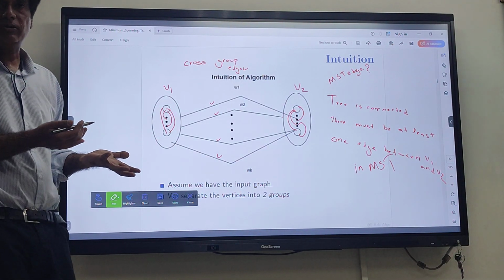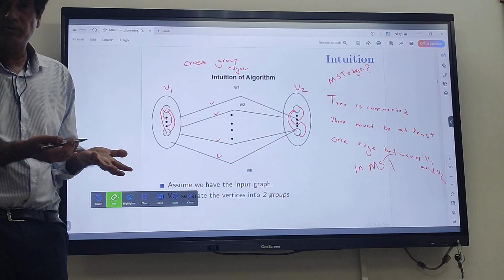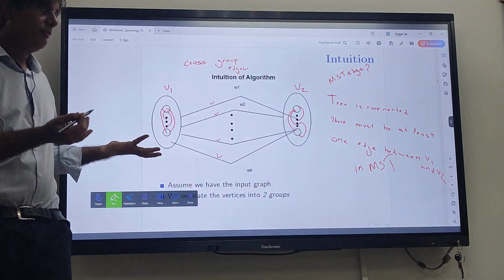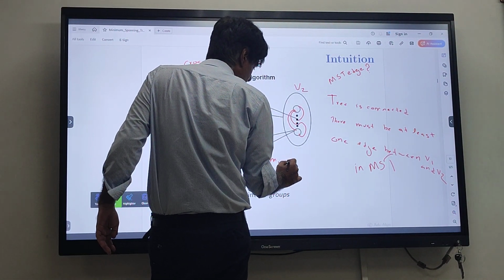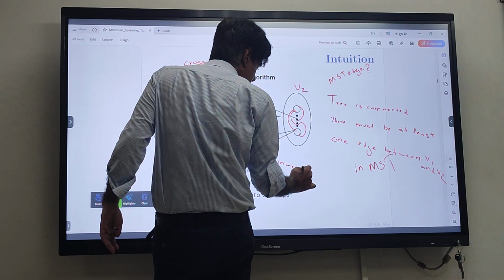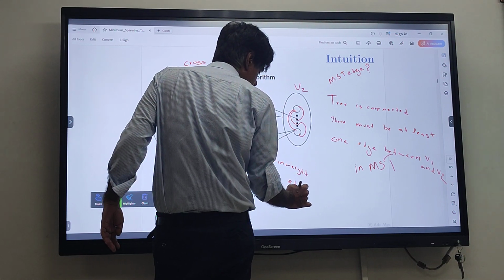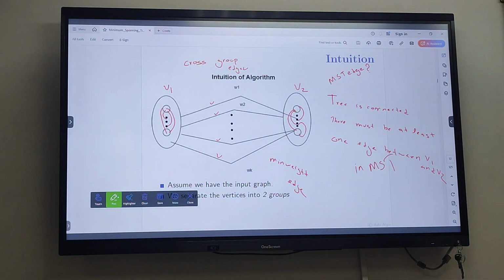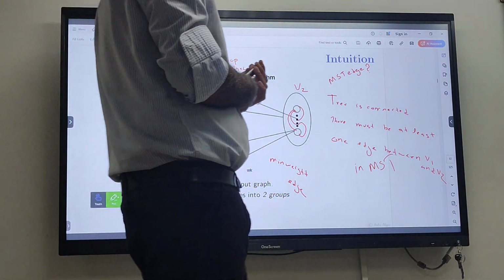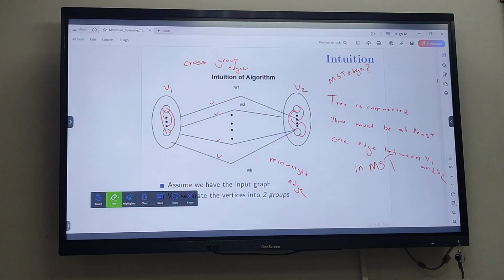Which edge do we include to form a minimum spanning tree? The minimum one. The minimum weight edge. So this is the whole idea. So if you understand this point, you understand the logic behind the algorithm of minimum spanning tree. Who got this point somewhat or clearly? Okay.